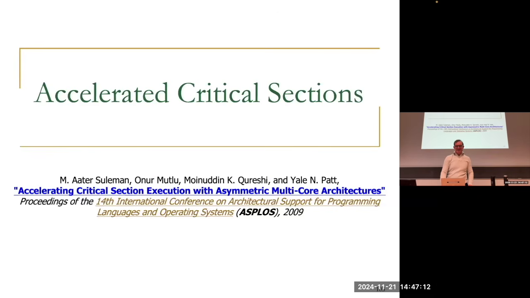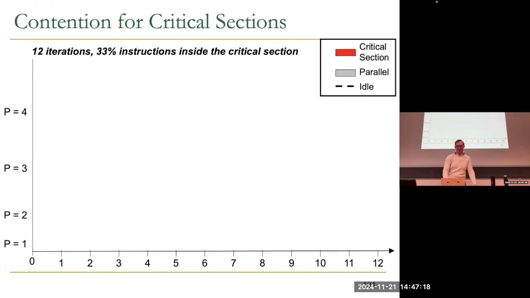I'm going to start with the first idea, accelerated critical sections. This is a hardware-software co-design to accelerate critical section execution. But let me give you something that will motivate this. This kind of picture is always good to motivate things, even though you may not have exact numbers, you may reason about things. For example, let's take a look at a code that has 12 iterations, and 33% of instructions are inside a critical section, which only one thread can be in. That's all you need to know to look at this.